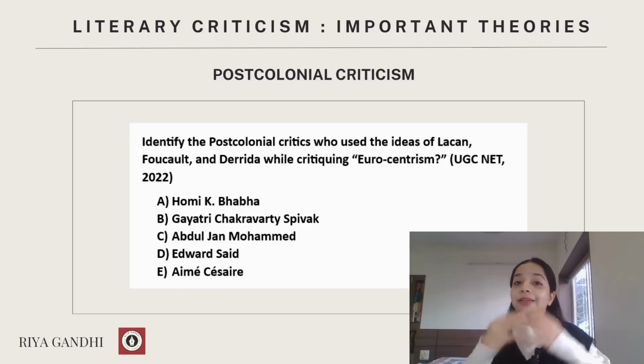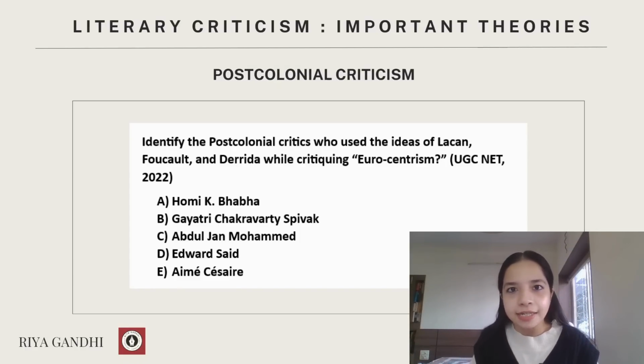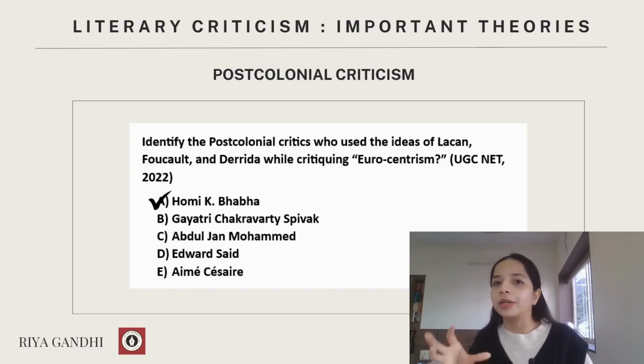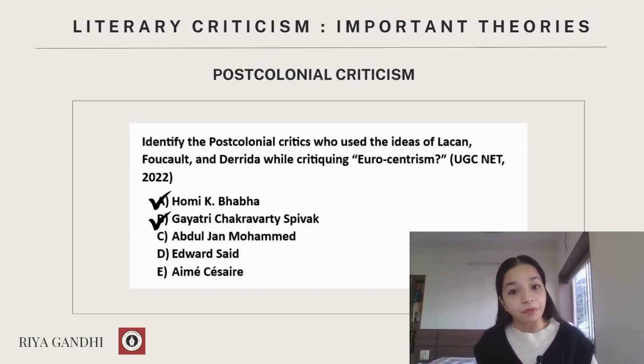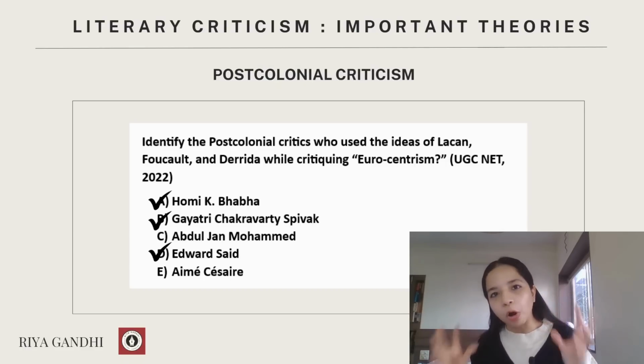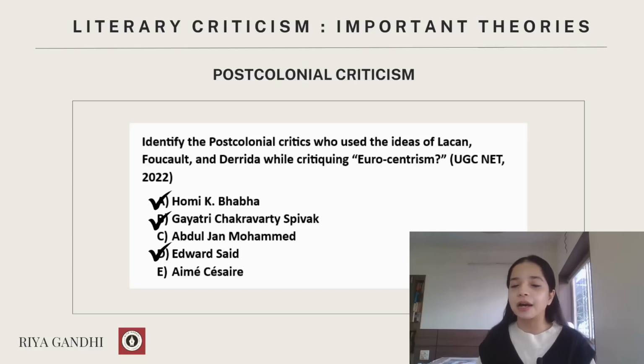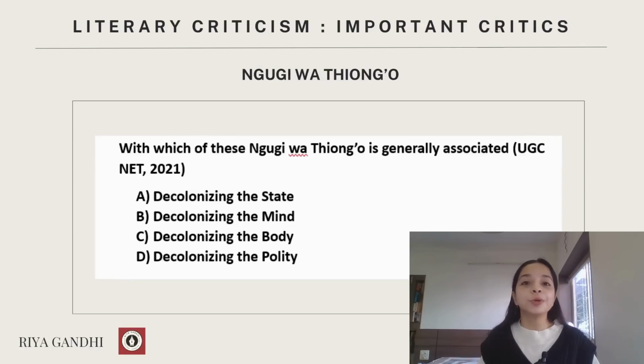The writers, the critics who criticized this were Homi K. Bhabha, who is known for Nation and Narration, Gayatri Chakraborty Spivak, who is known for her most seminal essay, Can the Subaltern Speak, and Edward Said, who is known for his work, Orientalism. Apart from these important theories, some of the most important literary theorists and critiques are also repeatedly asked in the UGC NET English exam. For example, you have Ngugi wa Thiong'o. Just look at the past papers and you will realize that questions related to Ngugi wa Thiong'o and his most important work are repeatedly asked.